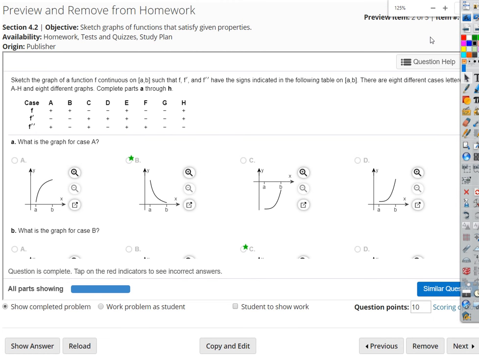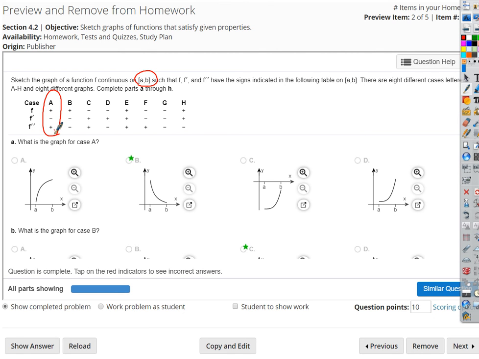Okay, so all they're asking you to do here, there's a whole bunch of graphs on this one. There's 1, 2, 3, 4, 5, 6, 7, 8 situations where you've got to match up the behavior of the function, first derivative, and second derivative on the closed interval from A to B. So it's telling us that, for example, for graph A, the function is positive, the first derivative is negative, and the second derivative is positive.